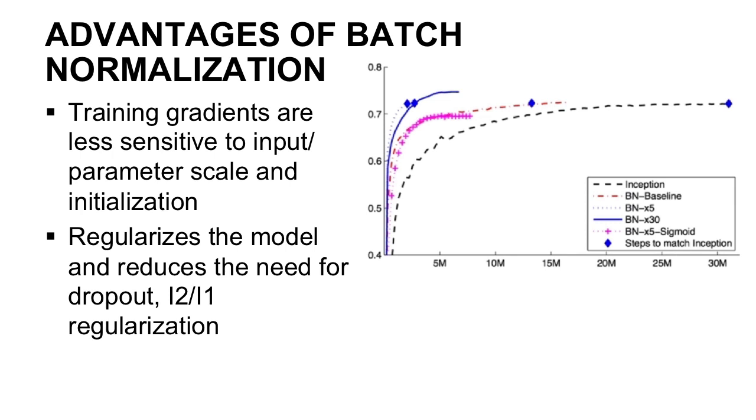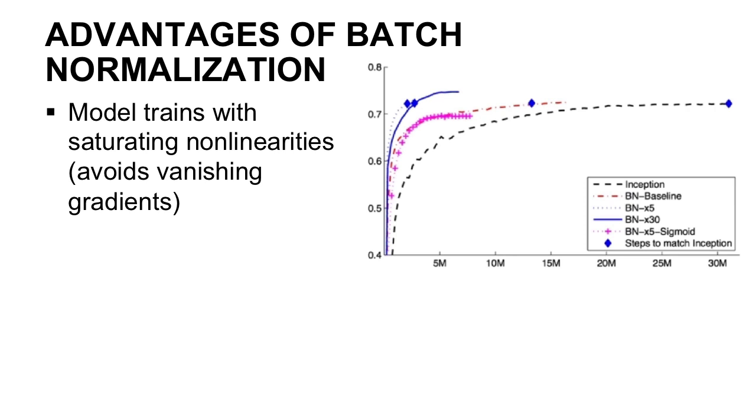And since training is more stable, your gradients are less sensitive to your input data or your initialization. An added bonus that you get with batch normalization is some level of regularization that prevents overfitting and even reduces the need for using dropout or L2 or L1 regularization. Moreover, you can even now train your networks with saturating non-linearities such as sigmoid and still manage the vanishing gradient problem. We can see here in the graph for the pink data, they use the sigmoid function and still were able to learn and train the data pretty well.